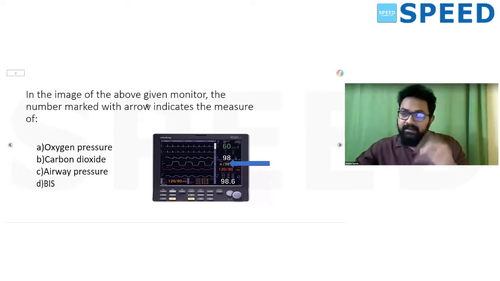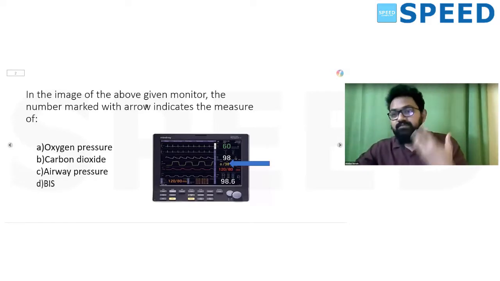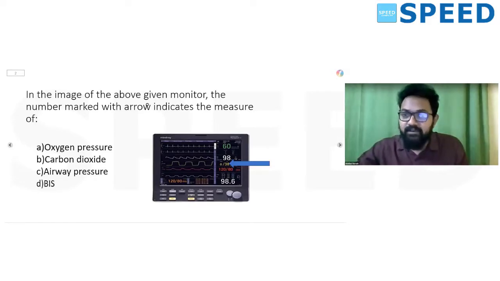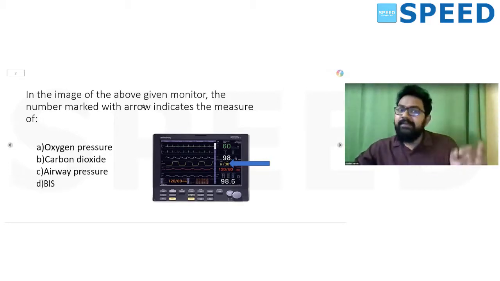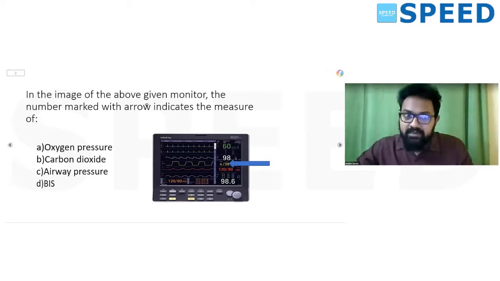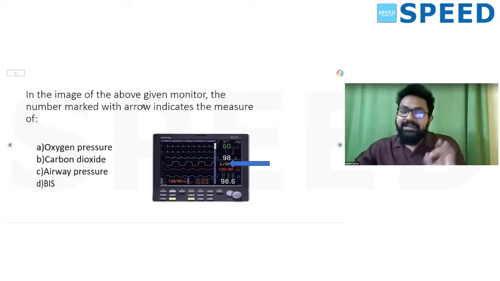So before entering into the details of capnography, let me just read out the question for you. And once I have done that, then I'll give you a small glimpse or an idea about what capnography is and its significance in anesthesia. Okay. So in the image of the above given monitor, the number marked with arrow indicates the measure of.